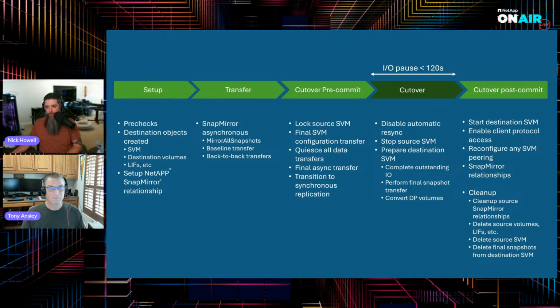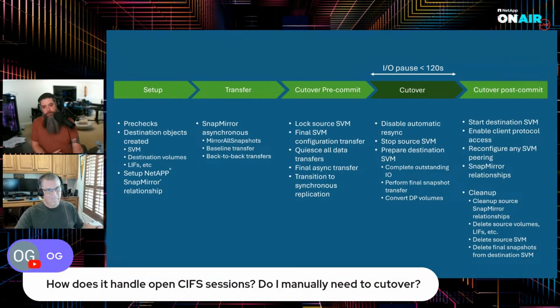Since you're bringing those up, OG did throw a question in the chat. How do we handle open CIFS sessions and things like locked files? Is this something the SnapMirror engine knows what to do with under the covers? Well, CIFS unfortunately is not a non-disruptive protocol by design. So there's nothing we can do about that. That has to be handled on the client OS side.